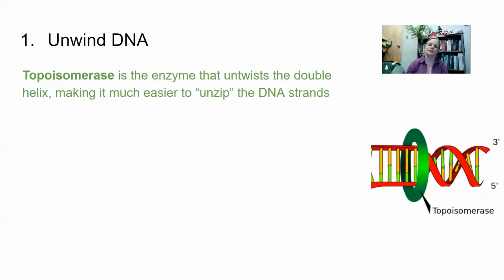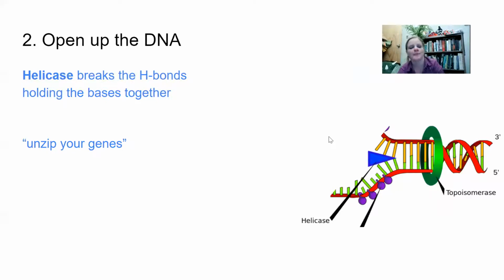Okay, so step 1, we have to unwind that double helix. Remember, we talked about the twisted ladder analogy. We have to untwist it, and that's what the topoisomerase does, and it makes it a lot easier for the helicase to break those hydrogen bonds. But let's talk about that guy now. Helicase breaks the hydrogen bonds that are holding the bases together.